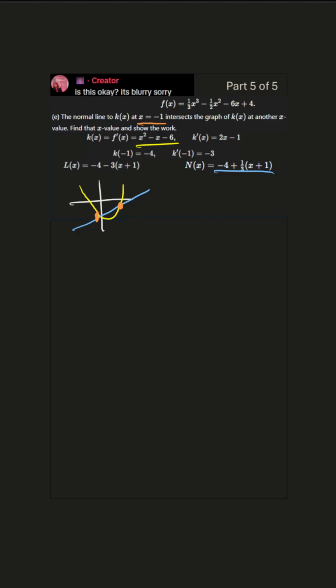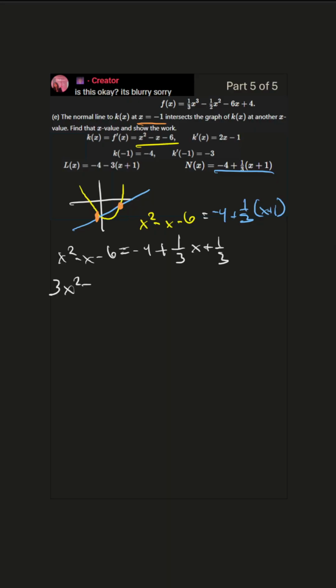Well, first thing we do is set the parabola equal to the line. And let's do that. So -4 plus 1/3 x plus 1. And then we can simplify a bit. Let's say x squared minus x minus 6 equals -4. Distribute the 1/3, so 1/3 x plus 1/3. Multiply everything by 3 to get rid of those fractions. We'll get 3x squared minus 3x minus 18 equals what? -12 plus x plus 1.